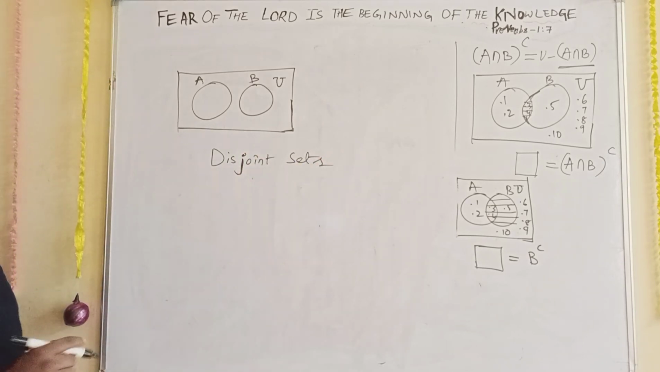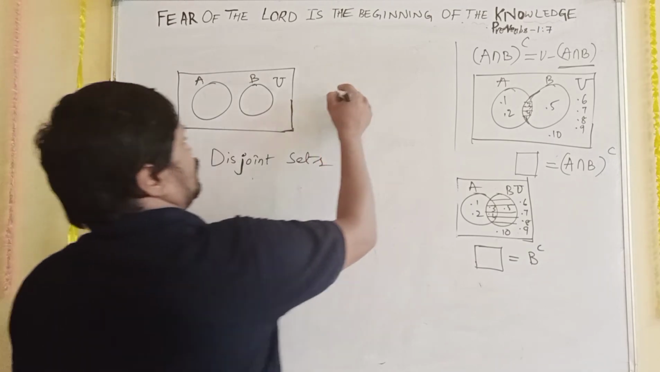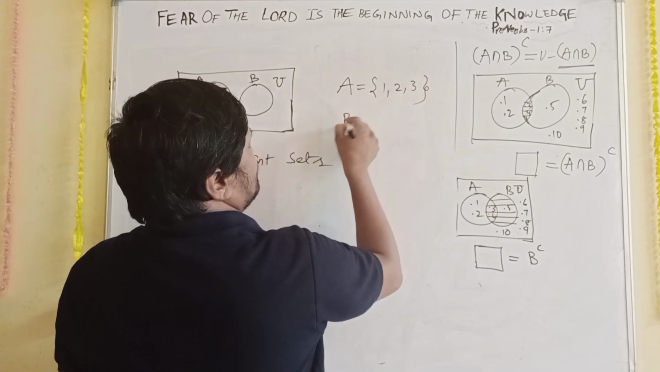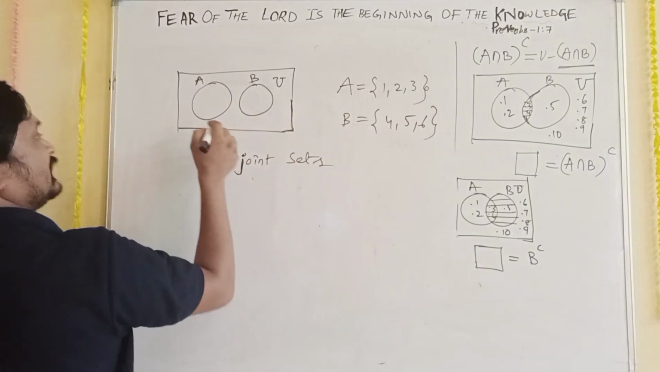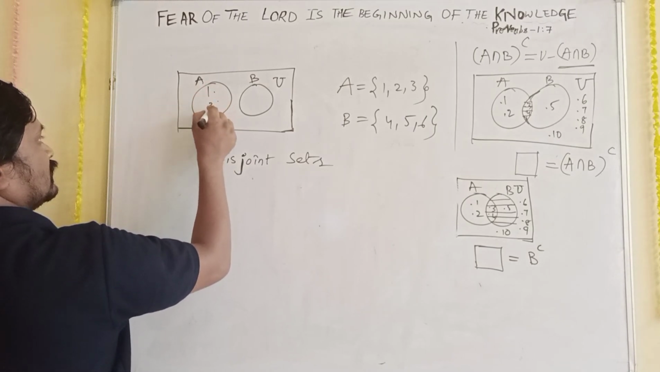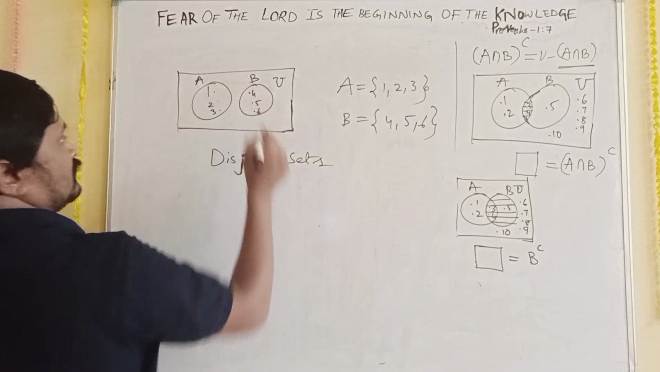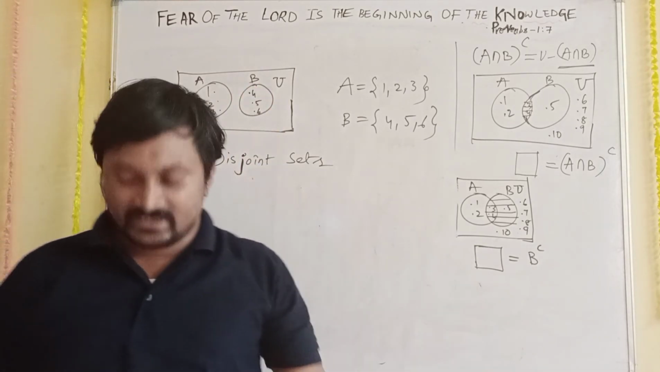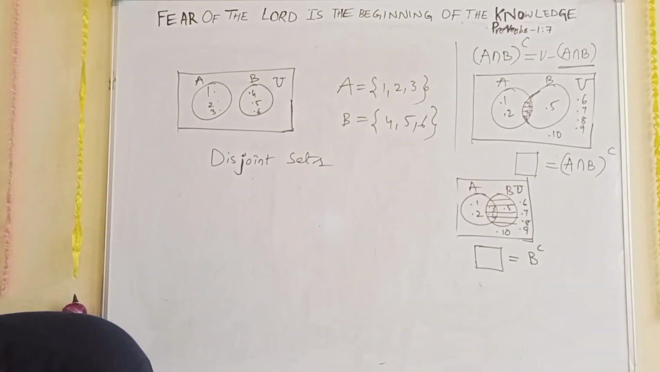Okay, so I hope you understood how to represent disjoint sets. If you want, I'll give one example: A is equal to {1, 2, 3} and B is equal to {4, 5, 6}. You check, there is no common element. So I hope you understood how to represent disjoint sets. Now we'll check if any others are given.